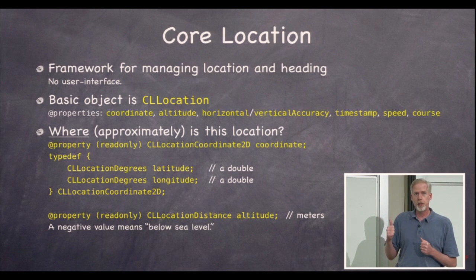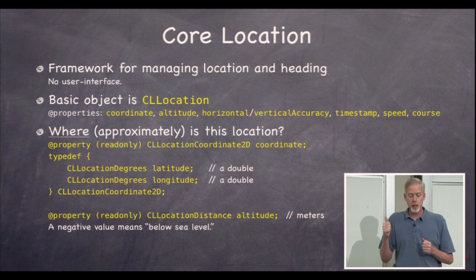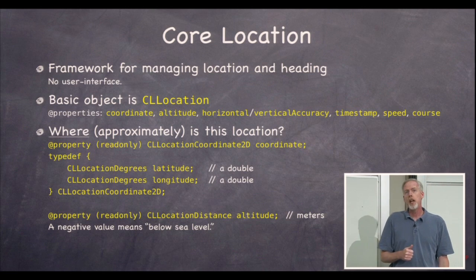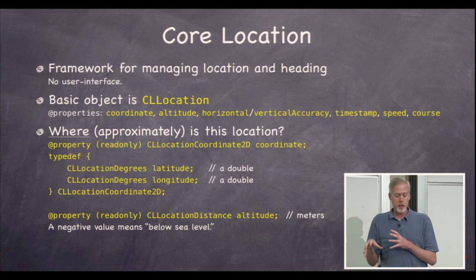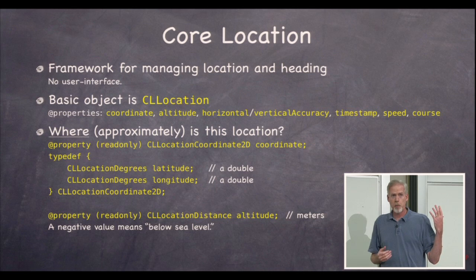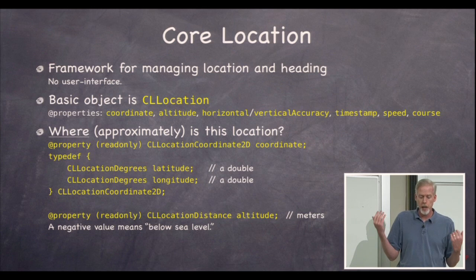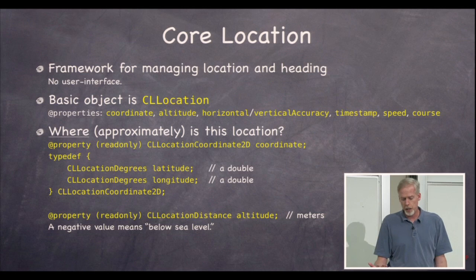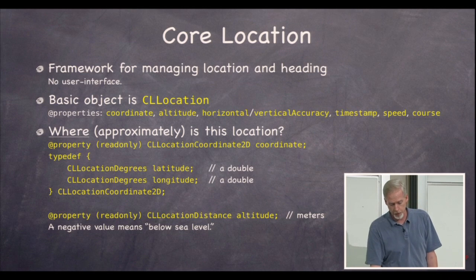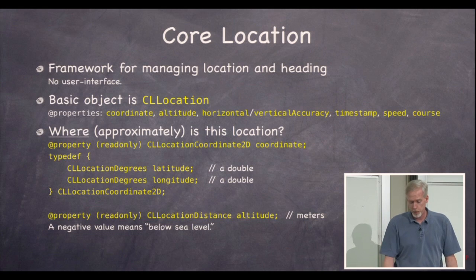Notice that I put in parentheses there "approximately." That's because there are a lot of different ways to get your location, and some of them are more accurate than others. We're going to talk about that in a moment. You can see that it's just a simple C struct. This property coordinate on a CLLocation object is a C struct that just has latitude and longitude. CLLocationDegrees, that typedef is basically a double, a floating point number. Latitude and longitude. And altitude is in meters. So you can get the altitude as well. If you have a negative altitude, that means below sea level.